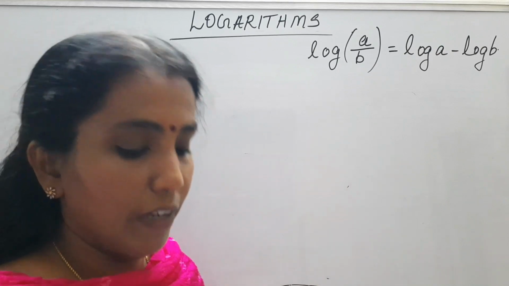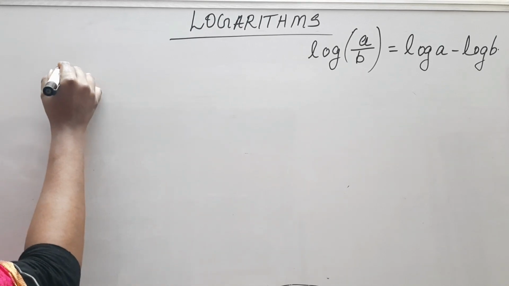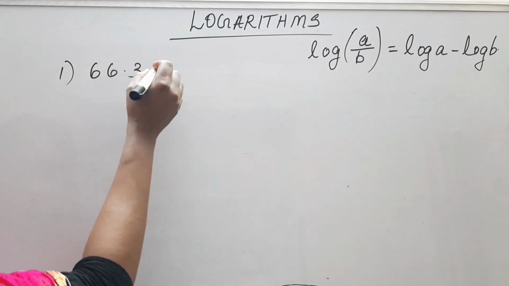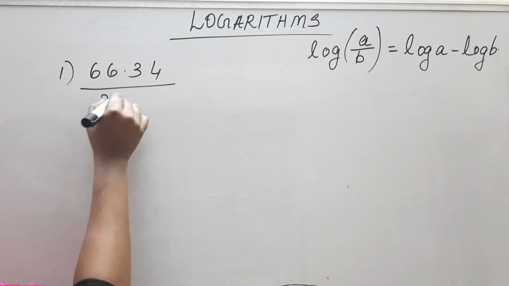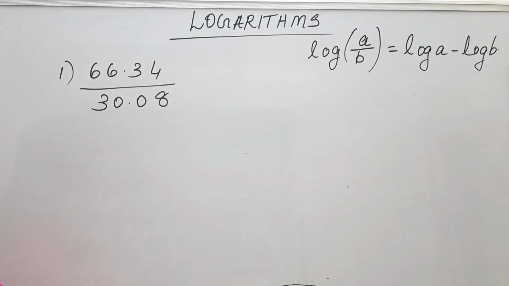Okay, so we will take one example. I'm not taking the logarithm table now, since you already know it, so I will directly write the logarithm values. The first example we have is 66.34 divided by 30.08. This is the example which we are taking.